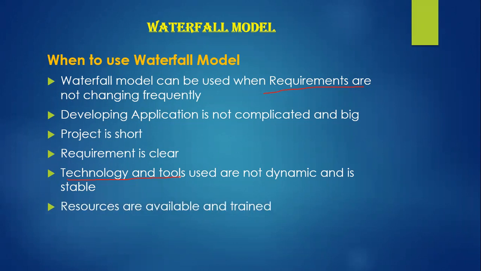And resources are available and trained. Resources means especially human resources like software developers, designers, and software testers who are available and trained to perform all those activities. Then we will choose the waterfall model to build the product. These are the few points which suggest selecting the waterfall model to develop the product.